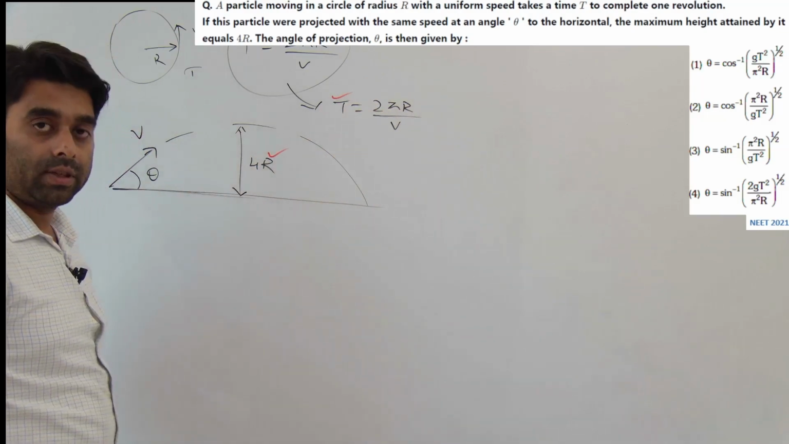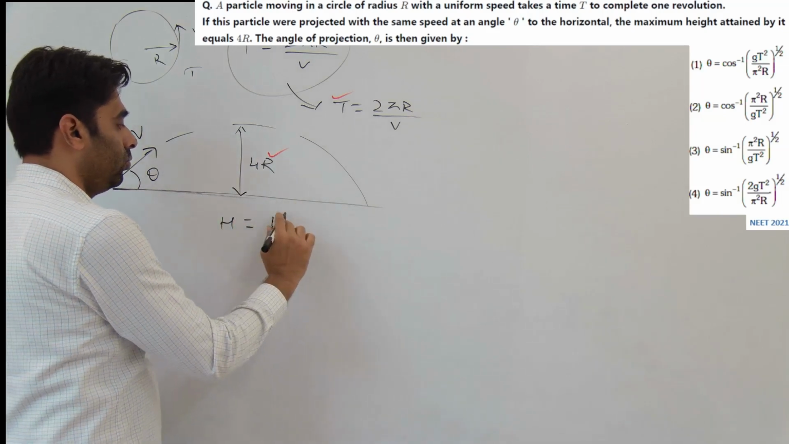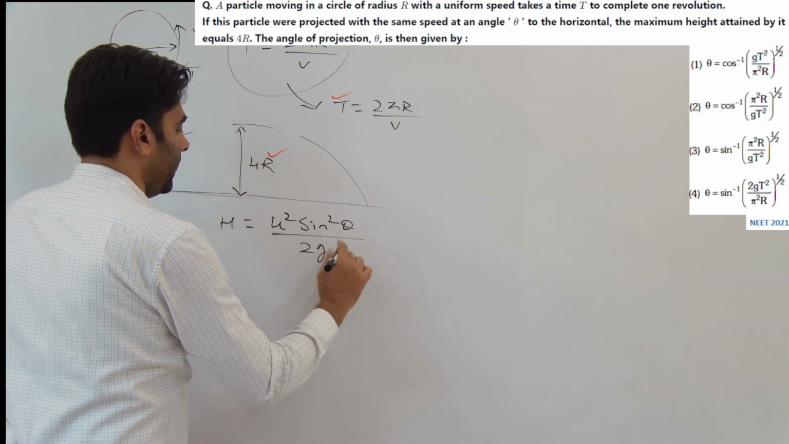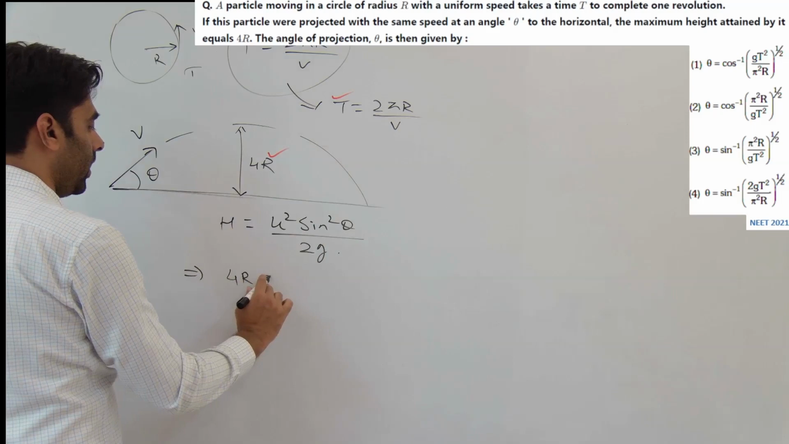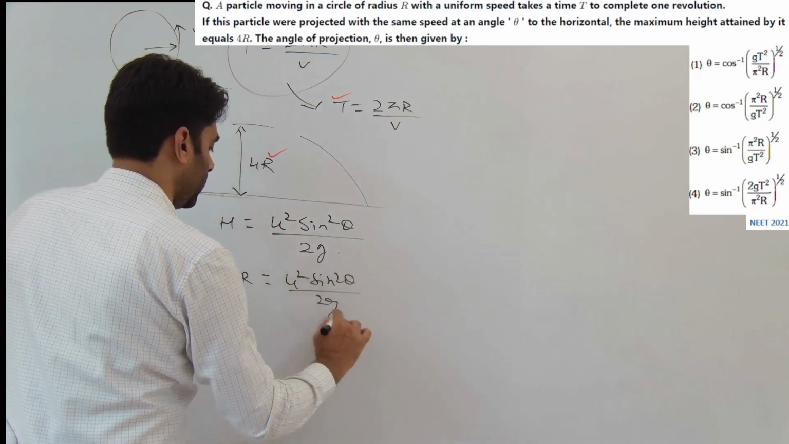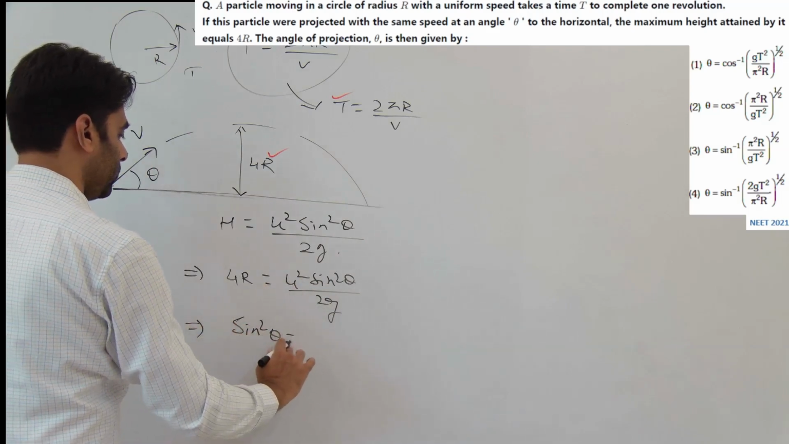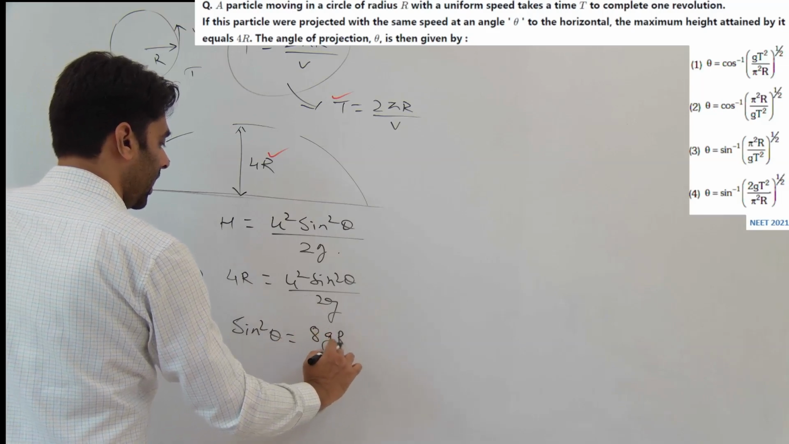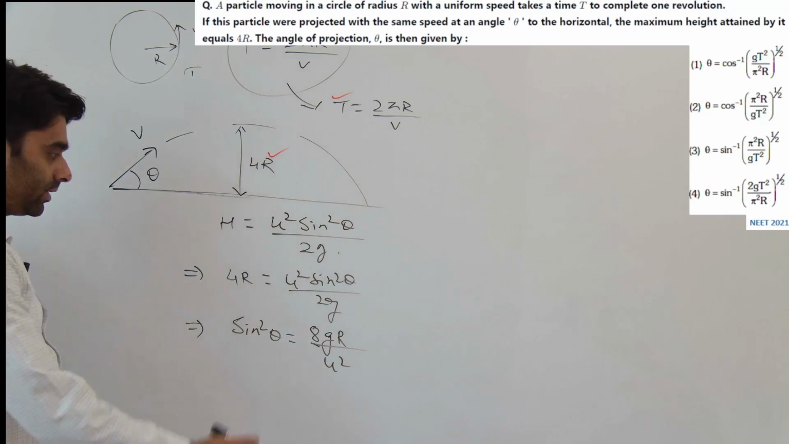So beta, this is the height given to us. Maximum height is written as u square sine square theta by 2g. From here, let us write h is 4r. So 4r equals u square sine square theta by 2g. I can simplify it and write sine square theta equals 4 into 2 is 8, 8gr by u square.